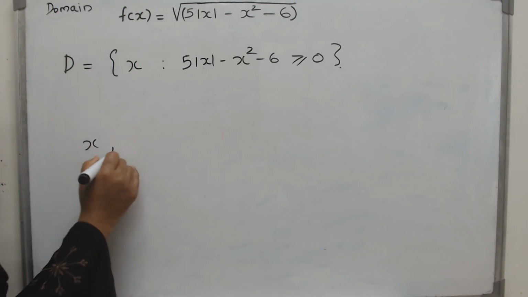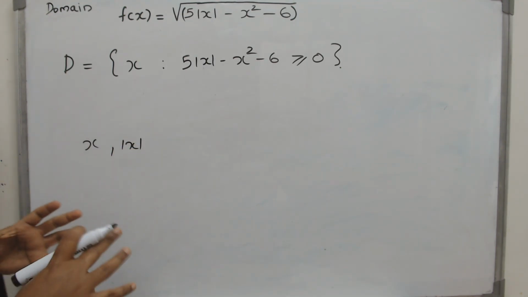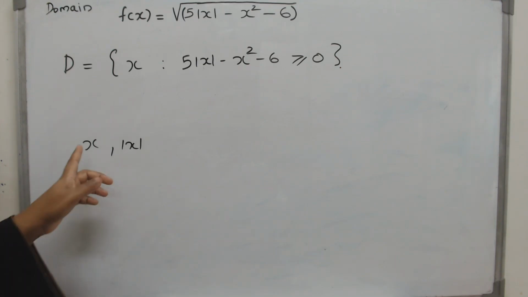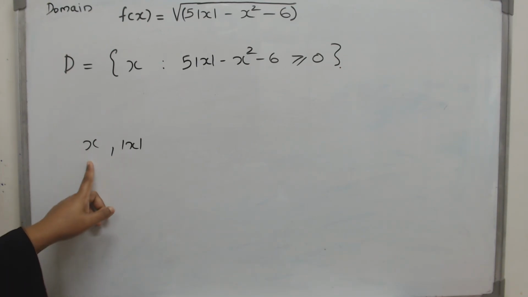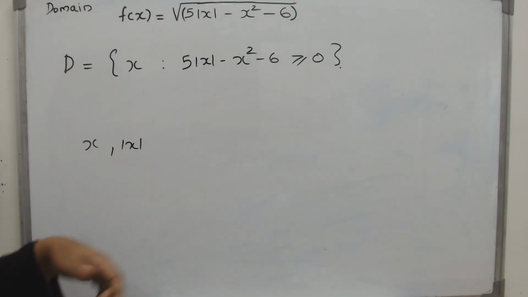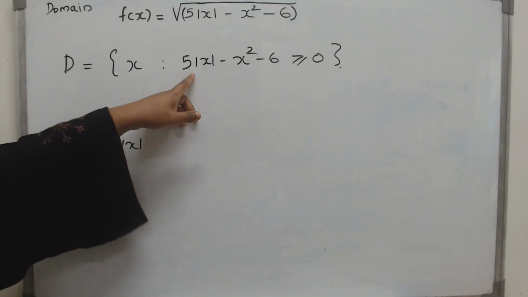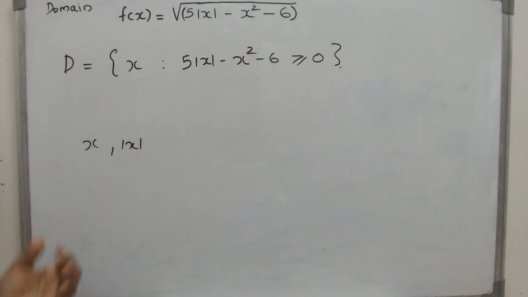Technically, x and mod x, you cannot take them to be one and the same. They are the same only if your x is positive. If your x is negative, modulus of x will be minus x. So we will be getting two different values for x. We cannot have that, but then there is good news.